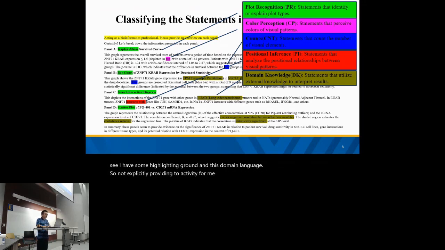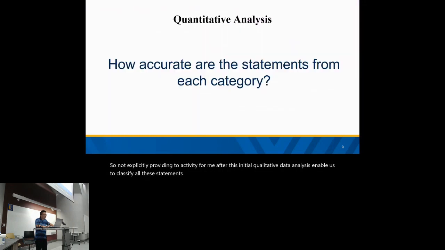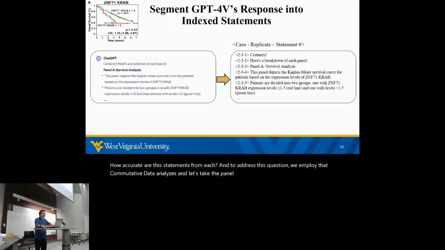So this initial qualitative data analysis enabled us to classify all these statements into 5 categories, and next we ask a very simple question: how accurate are the statements from each category? To address this question, we employed a quantitative data analysis, and let's take panel A from the NF1 case study as an example.